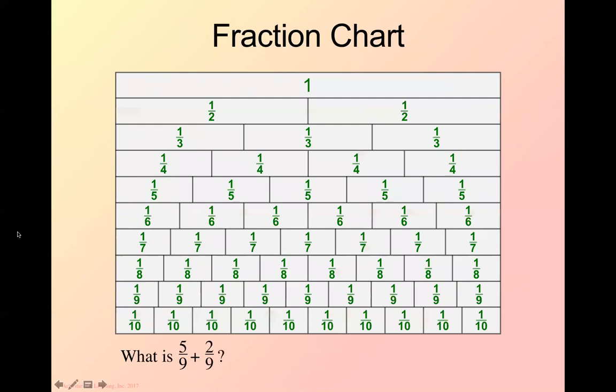Let's do another one. 5/9 plus 2/9. Here's 5 1/9, 5/9, and 2 more 9s is 7/9. Huh, that was so easy.